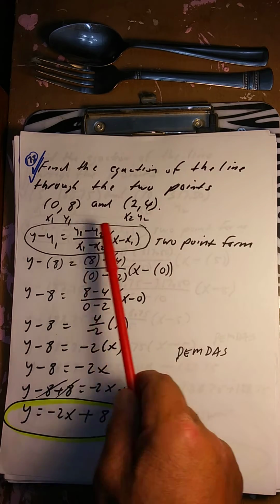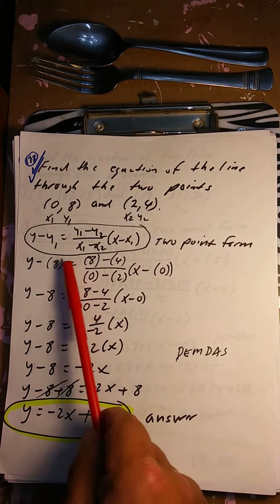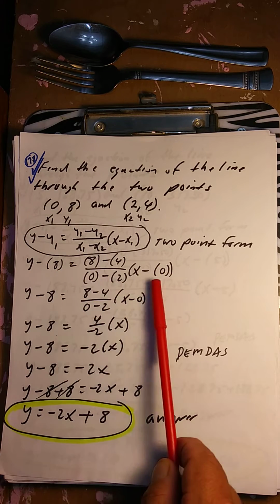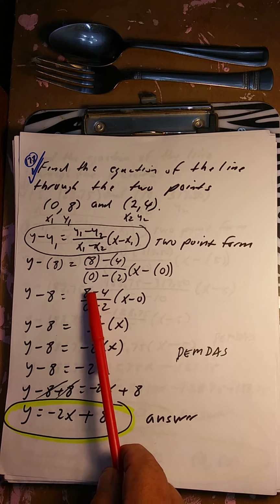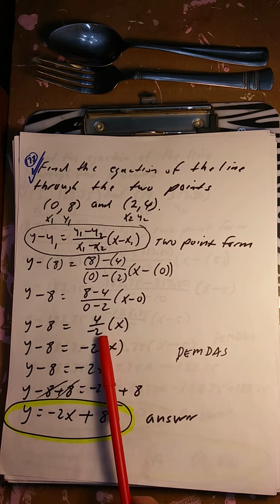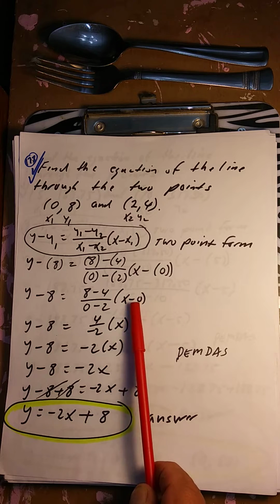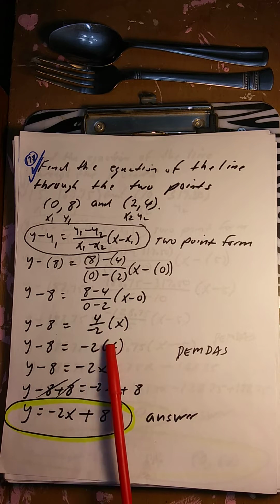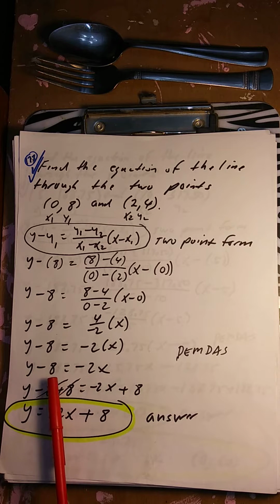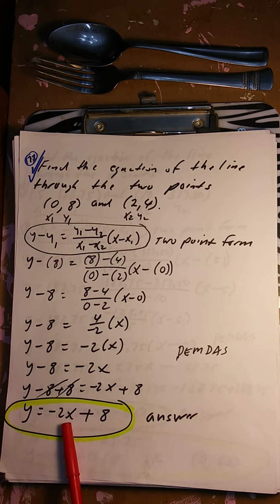This one, find the equation of the line through the 2 points. Again, x1, y1, x2, y2, 2-point formula. Put the numbers in there. Okay? So 8 minus 4, 0 minus 2. So you have 4 over negative 2. And then x minus 0 was just x. So that's going to be negative 2 times that is negative 2x. Add 8, add 8. So y equals negative 2x plus 8.